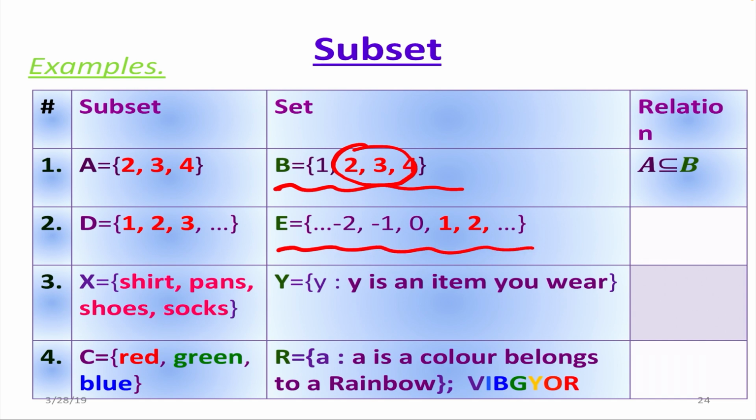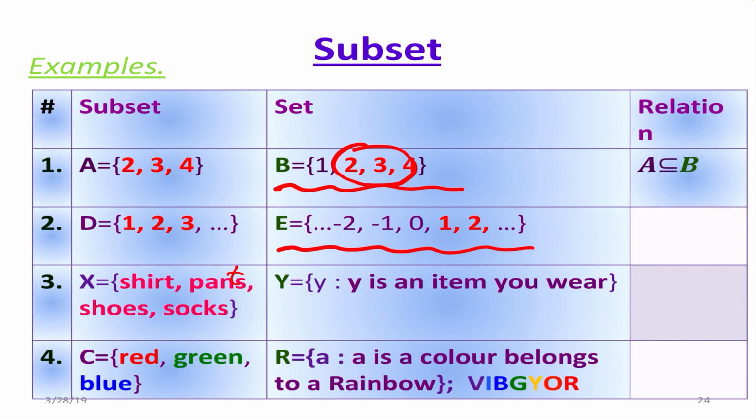Second example, let's say we have the set E. It's going to be the whole numbers. If we take some of the elements from E, we can get the subset D containing 1, 2, 3. Next one, set Y containing items that you wear. If we pick any items, let's say shorts, pants, shoes, socks, it's going to be a subset. So X is a subset of Y.